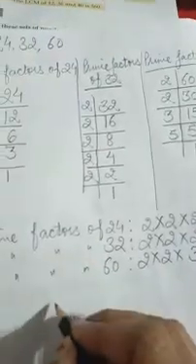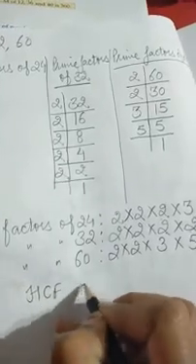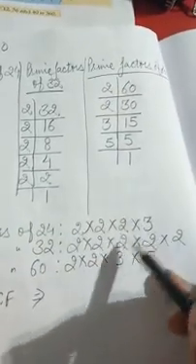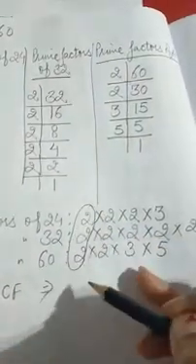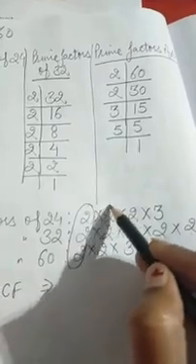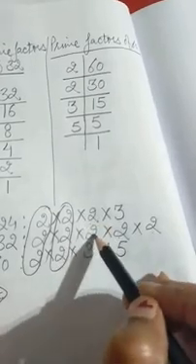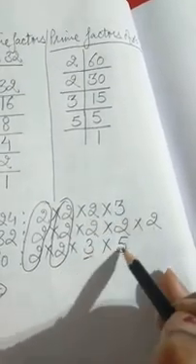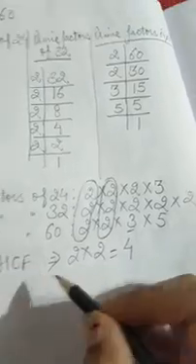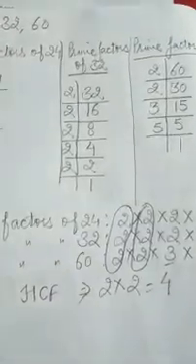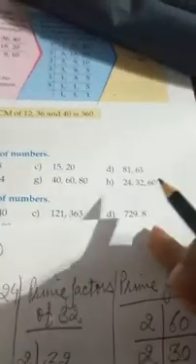Now how to find the HCF? See carefully. The number that is common in all the three factors. Here you can see 2 is present in all three numbers' prime factors, and one more 2 is also present. After that you can see 2 times 2 is there, but 3 is here. So we cannot take any other number as common. 2 times 2 means 2 multiplied by 2. So we will get 4. HCF is 4.